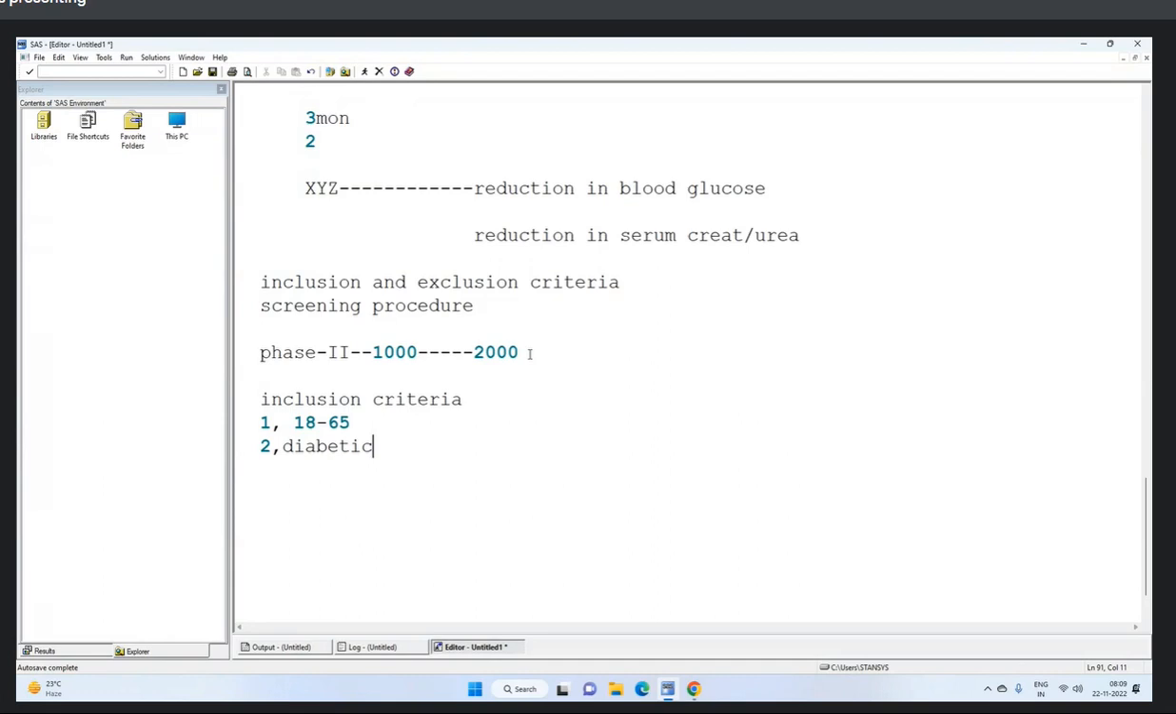Now, what will I want to know? I will take a sample, I will run the blood test, and if you have a diabetic condition, then only I will take you. So that means during the inclusion criteria, this is called the screening procedure. I will take the blood samples from the person who wants to be involved in the clinical trial. I will run all the necessary tests. If the person is satisfactory with the test reports, then I will take the person.